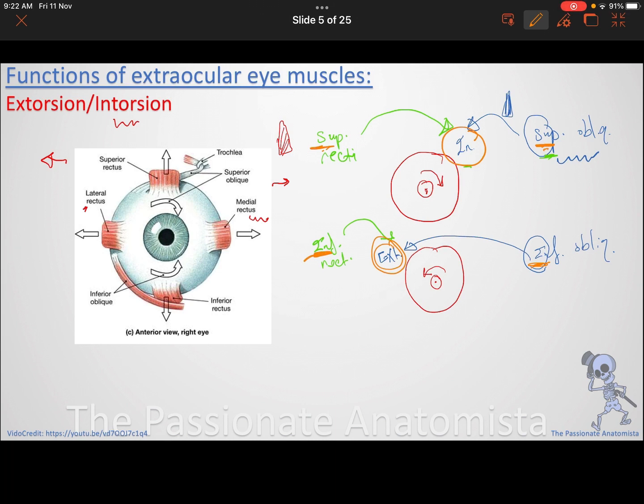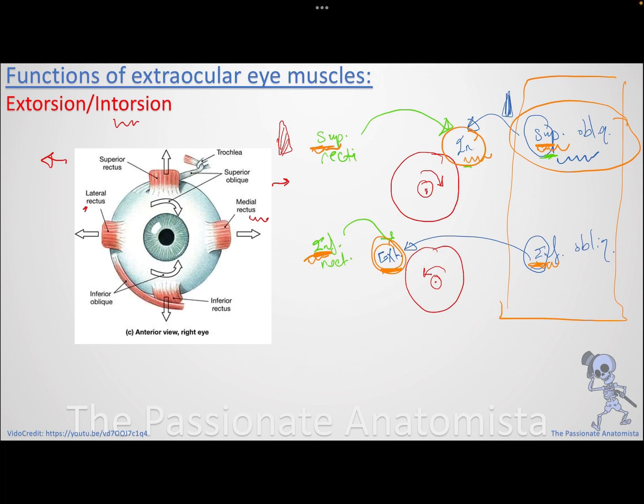Okay, guys, so now we remember the function of intorsion and extorsion by which muscles? Intorsion: superior oblique, superior rectus. Extorsion: inferior oblique and inferior rectus. But the main players are the oblique ones. And remember the superior oblique muscle very importantly, because we will talk about its function, and we will lose the intorsion if we have a lesion.